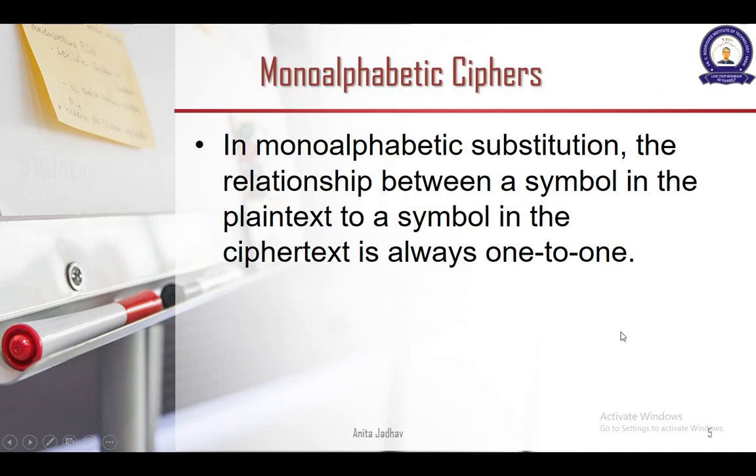Now, monoalphabetic ciphers. What we studied is also a monoalphabetic cipher, but we will see what is the difference in this, why the separate heading has been given. In monoalphabetic substitution, the relationship between a symbol in the plain text and a symbol in the cipher text is always 1 to 1. So, whenever I say A is replaced by B, that means in the entire input or in the entire cipher text, A will always map to B. Why is it specified here? Because you will see certain encryption algorithms where one to many possibilities are also there.